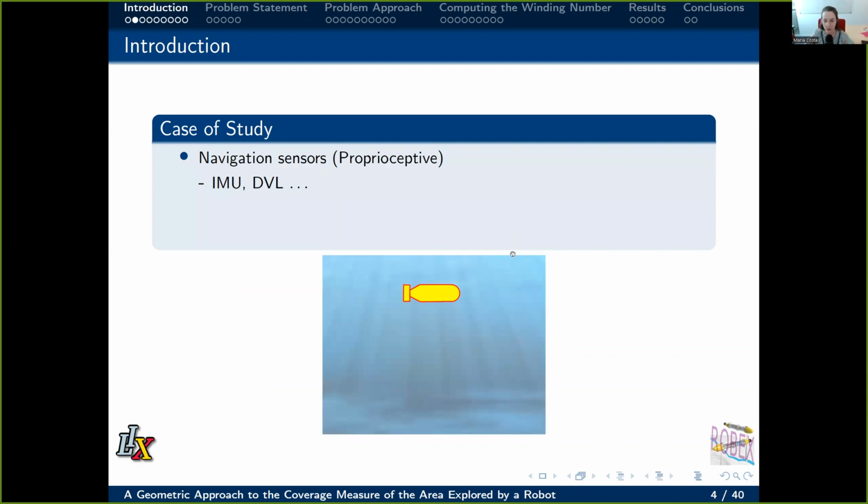Although our work can be applied and adapted to different systems and scenarios, you can see that we are interested in the problem of an autonomous underwater vehicle that explores an unknown environment. This robot will have many sensors embedded. So I'm going to present some terms in robotics that are going to be useful for the rest of the presentation. First we have navigation or proprioceptive sensors. They are sensors that acquire information about the robot itself, so they measure the robot's speed, acceleration, and so on.